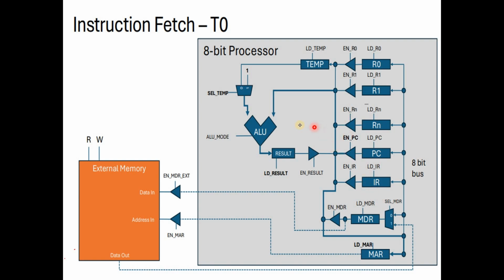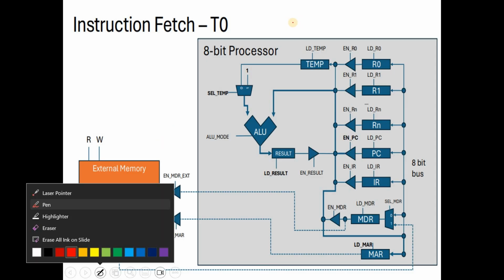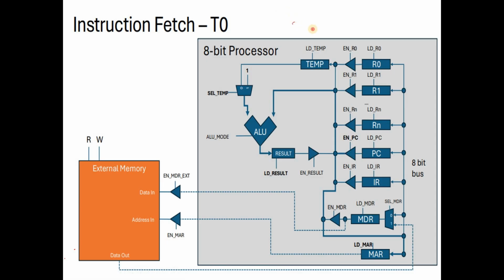To perform the fetch execute cycle, let me write it over here using a pen. It's going to take 3 cycles to perform the fetch execute cycle. I will explain each cycle step by step. So this is T0, the cycle 1, and then we're going to have T1 and T2: the first cycle, the second cycle, and the third cycle.